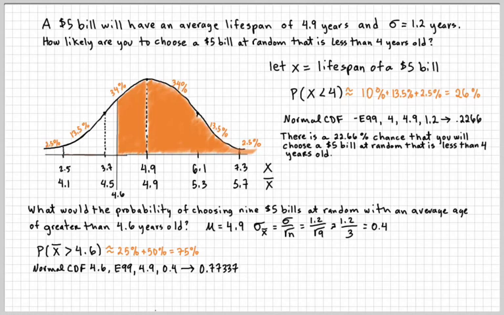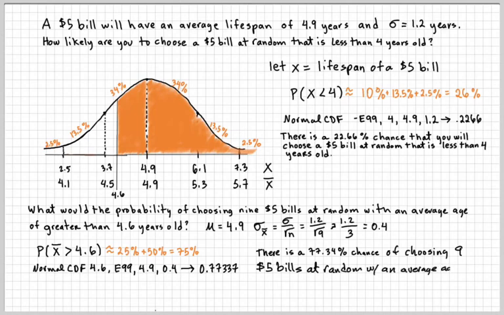Okay. Now we have a new value. We have 0.77337. So there is a 77.34% chance of choosing 9 $5 bills at random with an average age greater than 4.6 years old. You can see it in the picture. You can see that we're looking for a group of 9 bills that are more than 4.6.